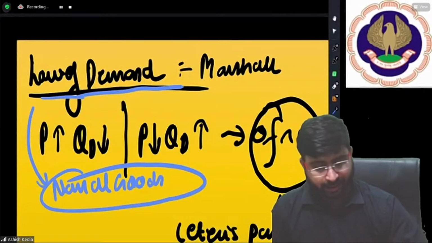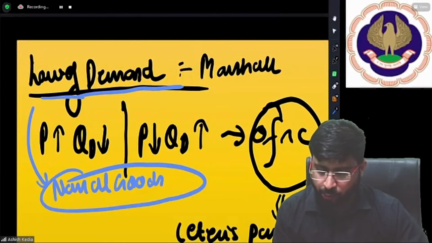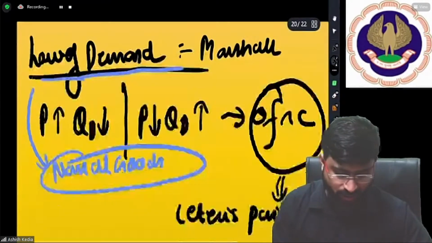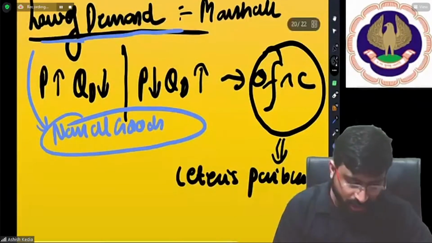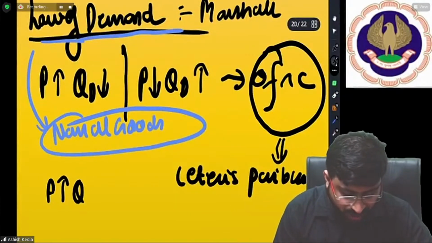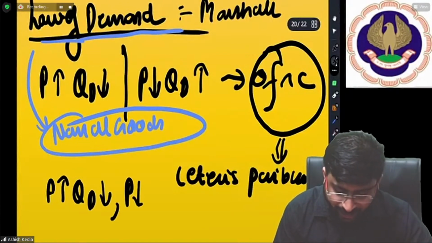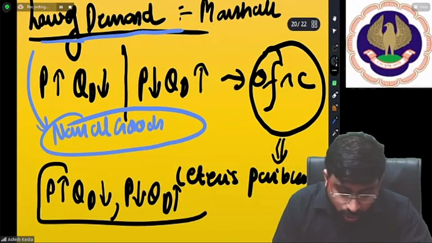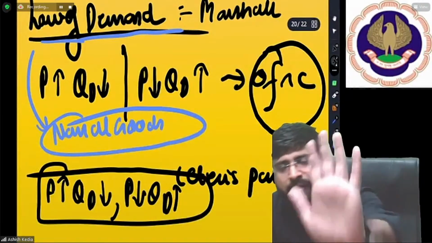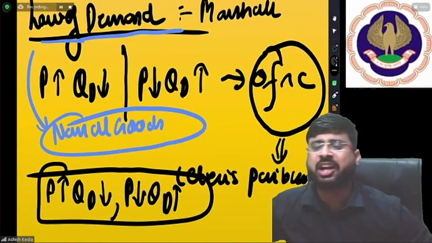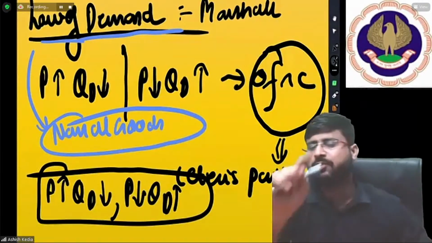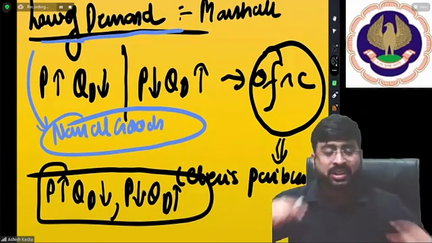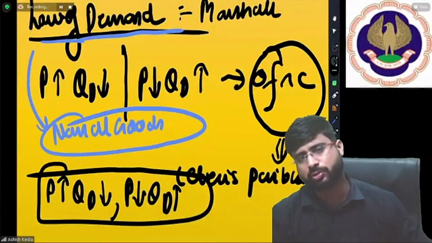What I was telling you is that in case of normal goods, if price rises, quantity demanded will fall, and if price falls, quantity demanded will rise. This is the normal law, general behavior. Everybody agreed till here? If you agree, write yo in the chat box. Then I will talk to you about exceptions to the law of demand.